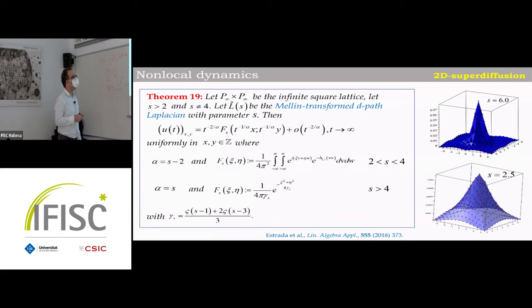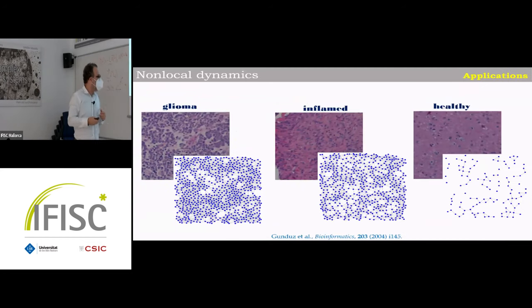Well, we have done the same for two dimensions, but let me show you how we have been applying this very recently. This is information provided by the group of Gundus. They consider tissues in different kinds of cancer in humans. In this particular case, these are gliomas, which are cancers in the brain, and they transform this information into graphs. What they do is take the coordinates of the nuclei of the cells, considering them as the nodes of the network, and then by proximity they obtain the connections between the corresponding nodes. The main point here is to try to differentiate tissues coming from glioma and from inflamed tissues. It's relatively easy to differentiate healthy from unhealthy ones, but it's very tough to differentiate between these two.